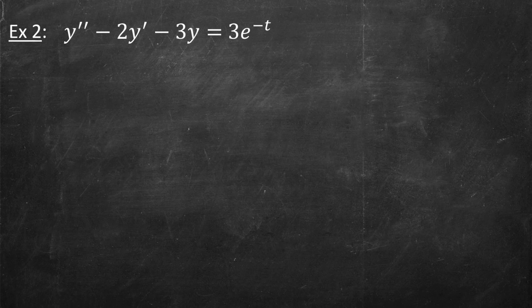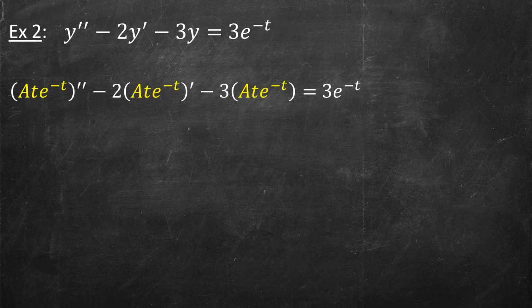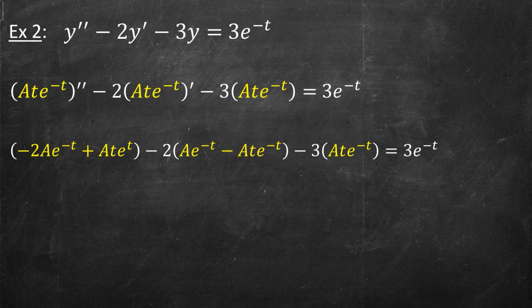I'm going to have to step away here because this will take a little bit of writing. What I'm going to do is plug in a t e to the minus t everywhere there's a y. We've got a single derivative and a double derivative. This is going to involve some product rules, so I'm going to step away to give myself some space. If I execute those product rules, I get this long, messy expression. You can check it if you wish.